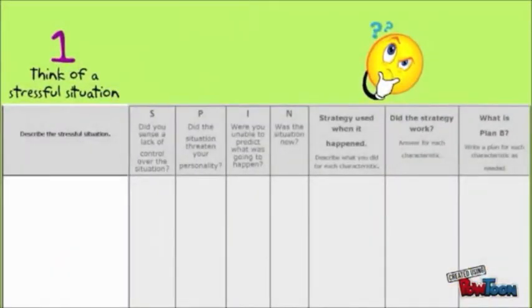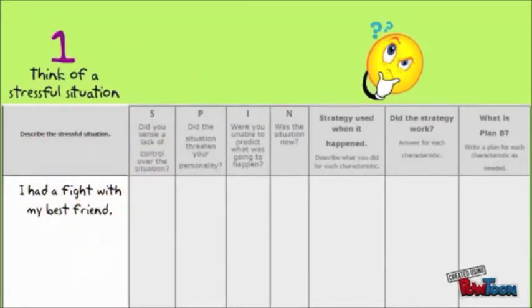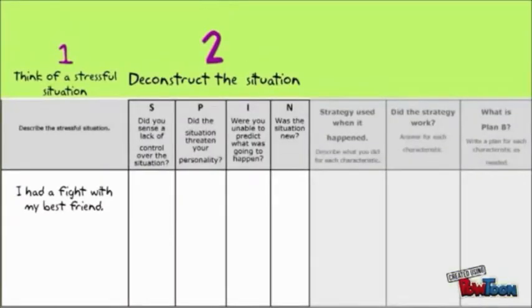Think of a stressful situation and write it down in the first column of the grid. For example, let's say I had a fight with my friend and it really stressed me out. Then deconstruct the situation using the SPIN method. Put a check mark under the SPIN element for which you answered yes.